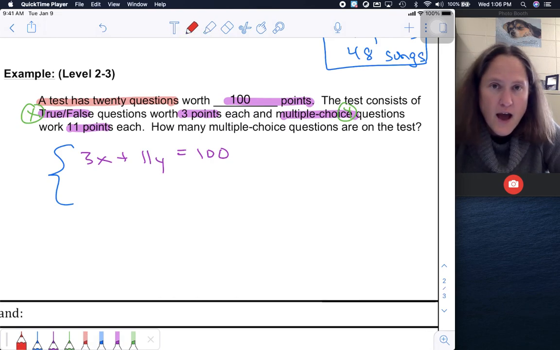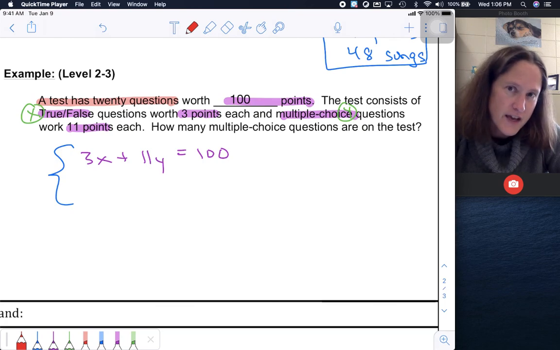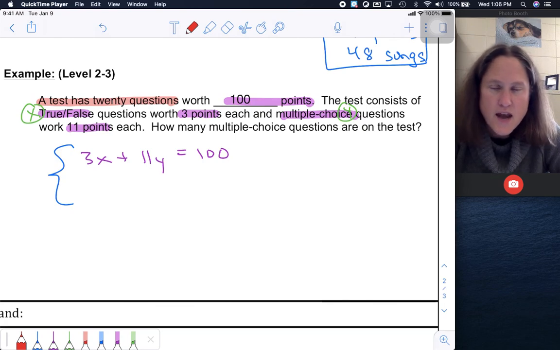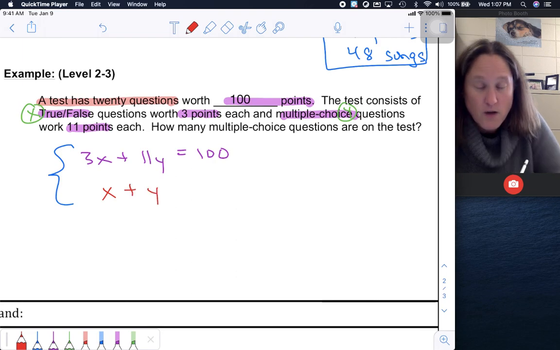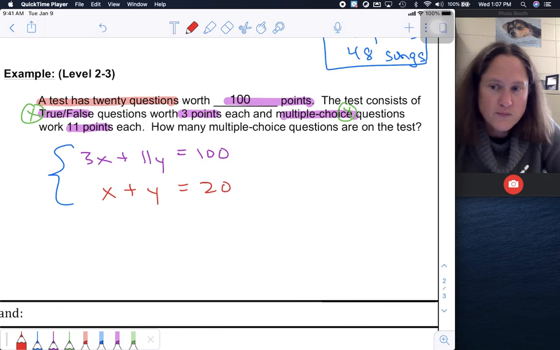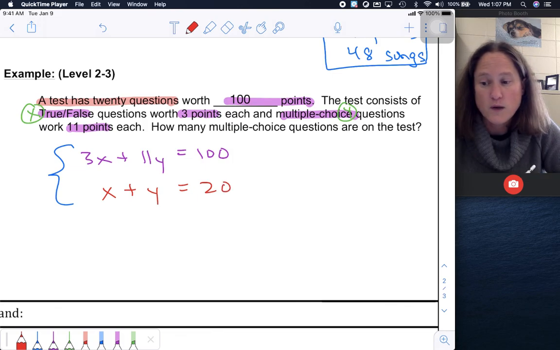So again, I can have 1 true and false, and I can have 19 multiple choice. I can have 10 and 10. I can have 18 and 2. All those combinations work, but the idea is that however many true and false plus however many multiple choice has to be equal to 20 total. Can't be anything more than that, okay?